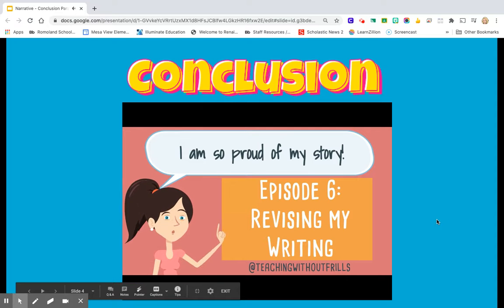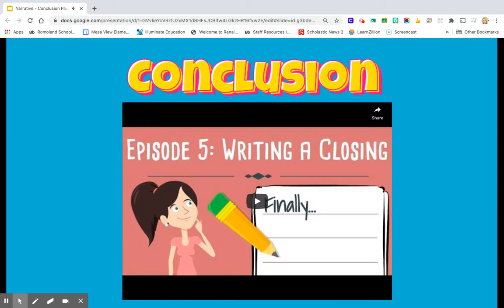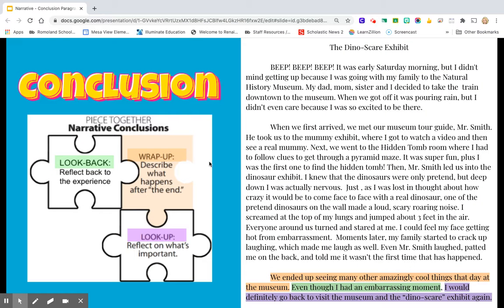Okay. So I like that she talked about using not only a lesson, but also talking about your feelings. When we look back and reflect on the experience, that's usually when you will express some kind of feeling or emotion about it. So I wanted to take a look here. This is a mentor text that we've used a few times, and it has our three paragraphs: introduction, body, and then our conclusion.